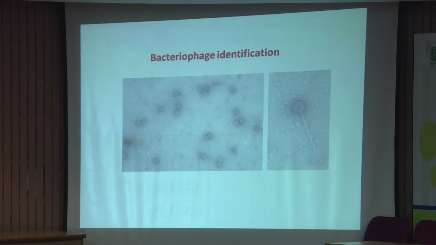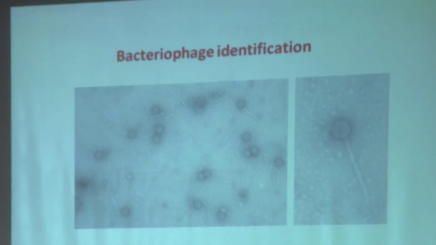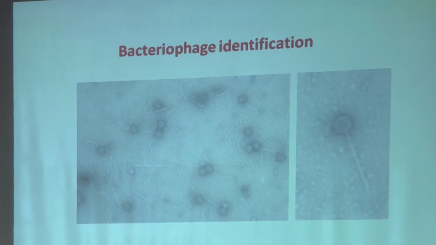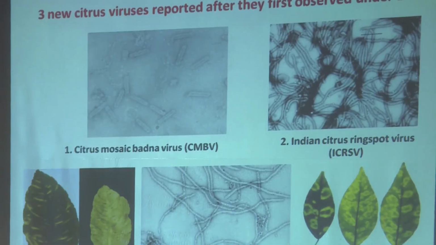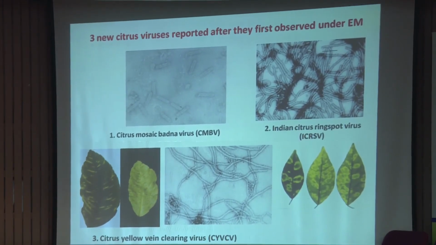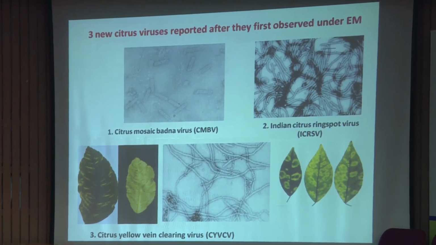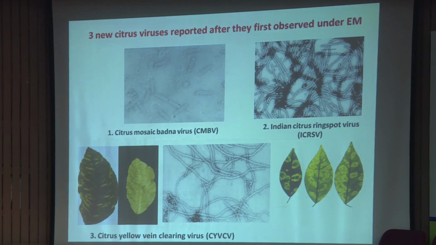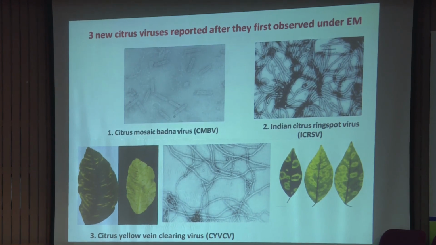Sometimes we also have samples like bacteriophage, which you can also see under EM. These are polyhedral bodies with long tails. Yes, I want to show you the importance of the electron microscope. So these are actually three viruses we have reported after seeing them in the electron microscope. First we saw the virus particle in the electron microscope, then we characterized it. Otherwise, if you don't have the microscope, you could not have done this work.